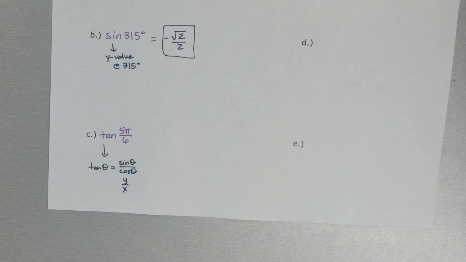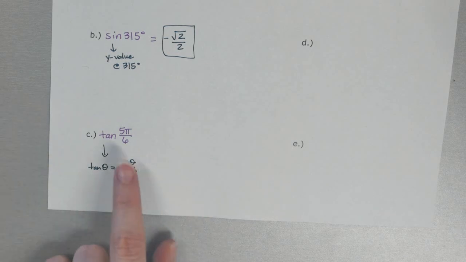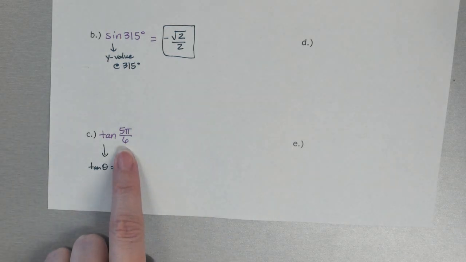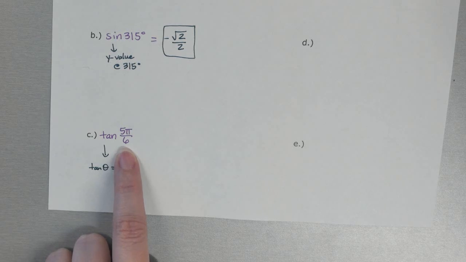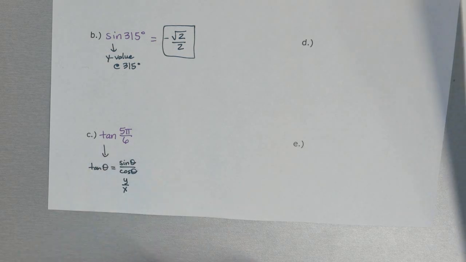Okay, so let's find the point at 5 pi over 6. Now I know that you guys are searching on your unit circle for 5 pi over 6. Here's a little hint to help you find it quicker. 5 pi over 6, is that greater than pi or less than pi? Less, because pi is what? 6 pi over 6, right? That would be 1 pi. So 5 pi over 6 should be in quadrant 2.